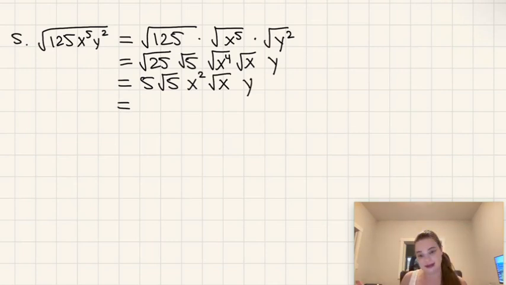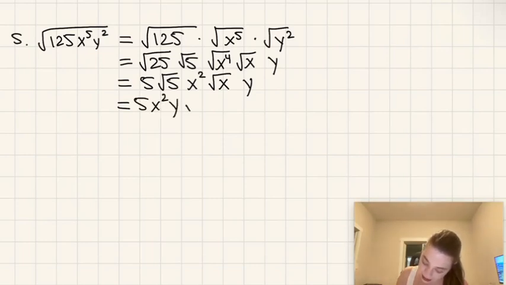And then I'm going to neaten things up a little bit, and I'm just going to put everything that isn't under a radical all at the front. So 5, the x squared, and the y. And then everything that is under a radical sign can go together under the same radical sign, and that's 5 and x. So there we go.